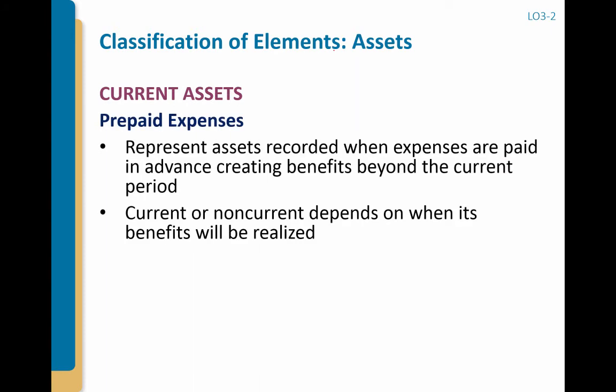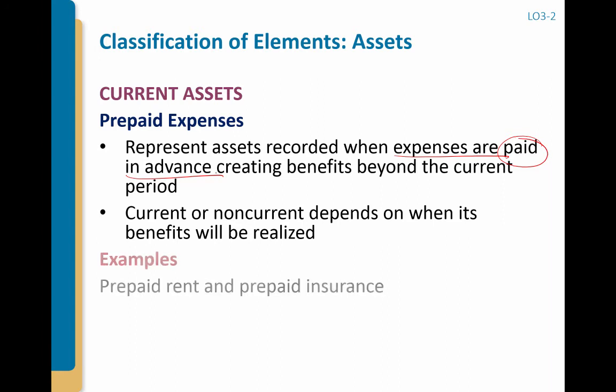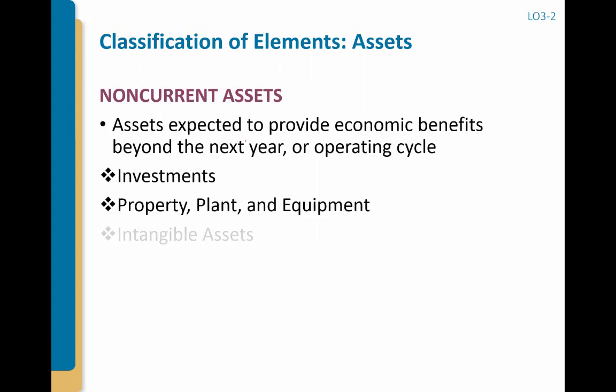For current assets, we also have prepaid expenses. That's recorded when you actually pay an expense in advance. The key is payment. You issue cash, but you haven't yet incurred the expense. And it's considered current or long-term, depending on when the benefit will be realized. So for example, prepaid rent and prepaid insurance are the two most common prepaids.